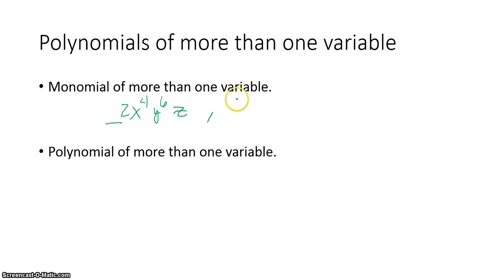And another thing we need to identify is what is the degree of this monomial of more than one variable. In this case, the degree is going to be the sum of the exponents of all the terms, or each of the variables. So we know the z has a 1 exponent on it, so the degree is going to be 4 plus 6 plus 1 is 11.